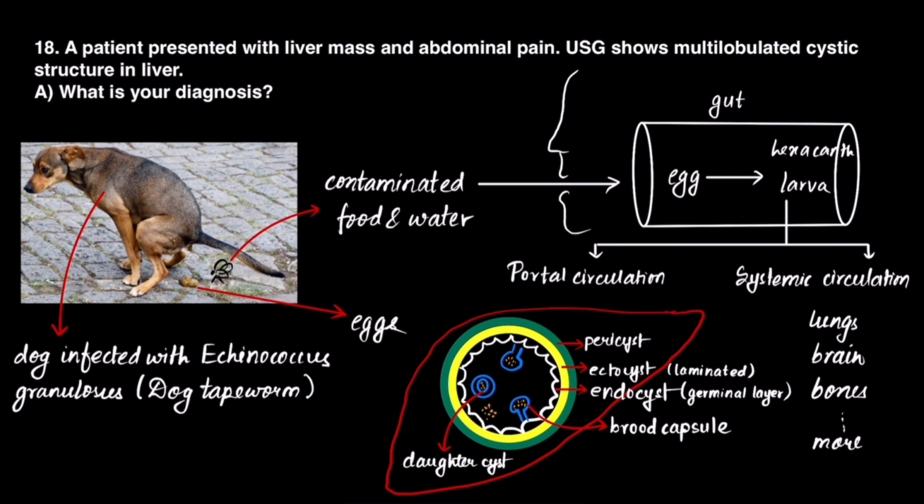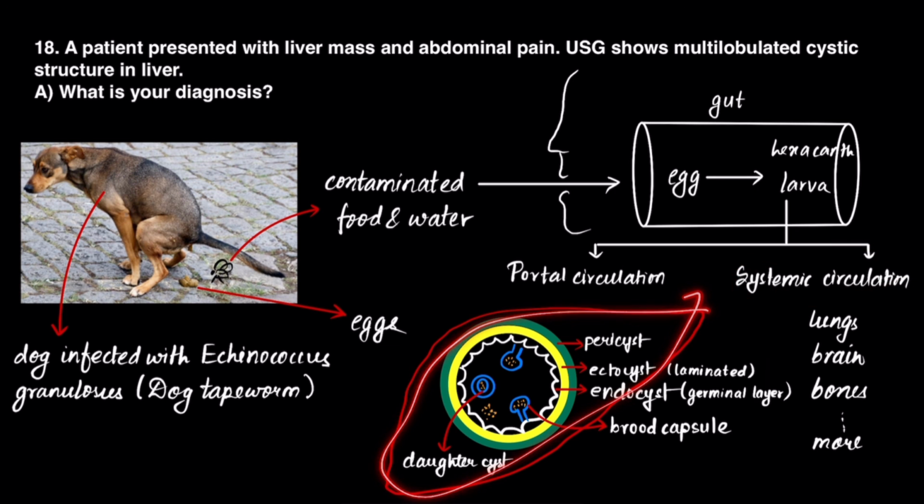Now you eat and drink this contaminated food and water. Along with food and water enter the eggs of dog tapeworm into your gut. Inside the gut, the egg hatches and the larva comes out, which is called hexacanth larva. This larva can now enter into blood circulation. It either enters portal circulation or systemic circulation. It mostly enters portal circulation and reaches the liver. If it enters systemic circulation, it reaches other organs.